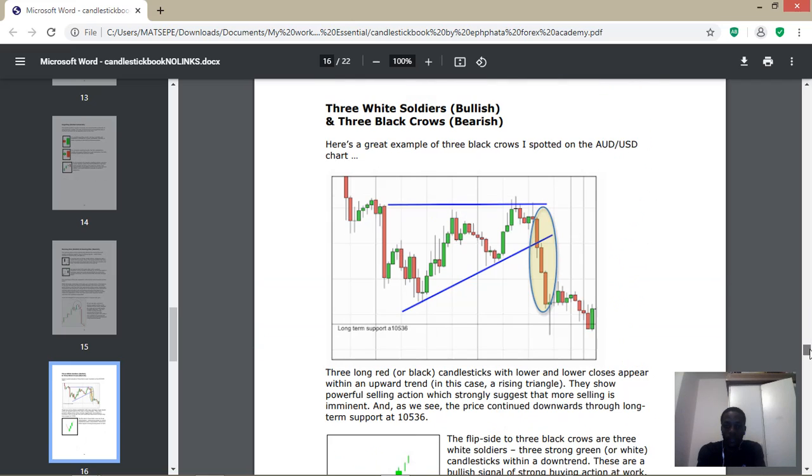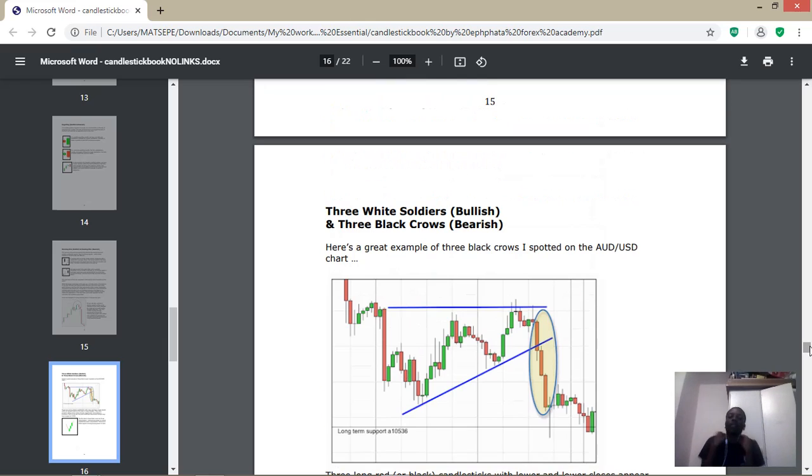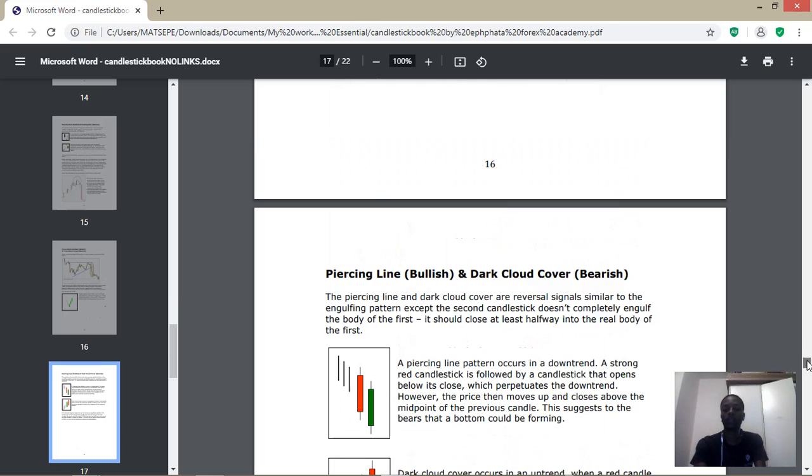And then here is the other one, the three white soldiers. The three white soldiers are strong candles, three strong candles that follow each other, but most of the time you can see my brother here used his trend line, and then it broke the trend line. Once it breaks the trend line, you know you can sell. I will show you what happened on gold this week. So now you sell harder, and then you smile.